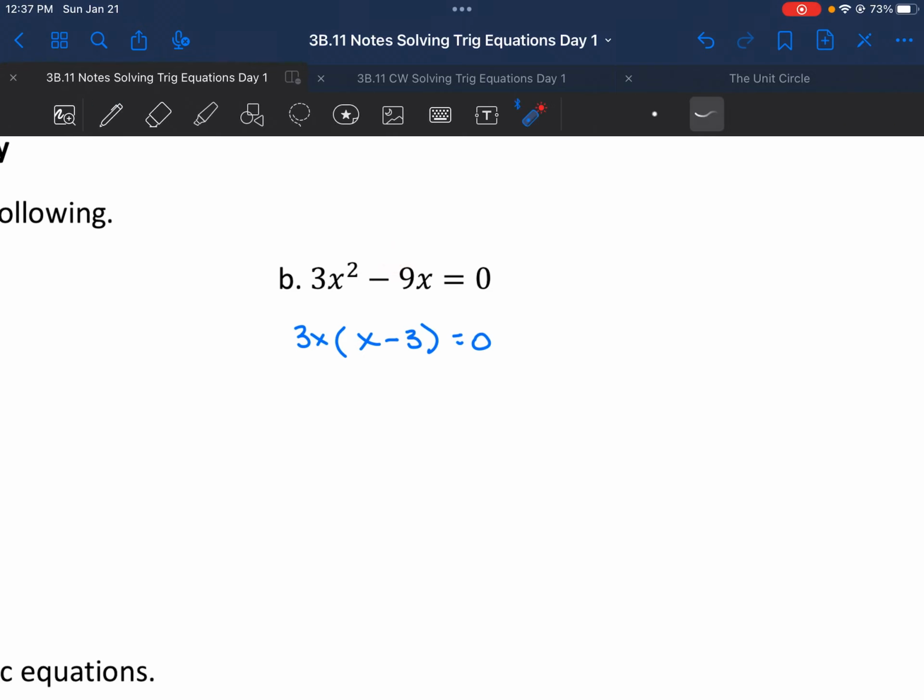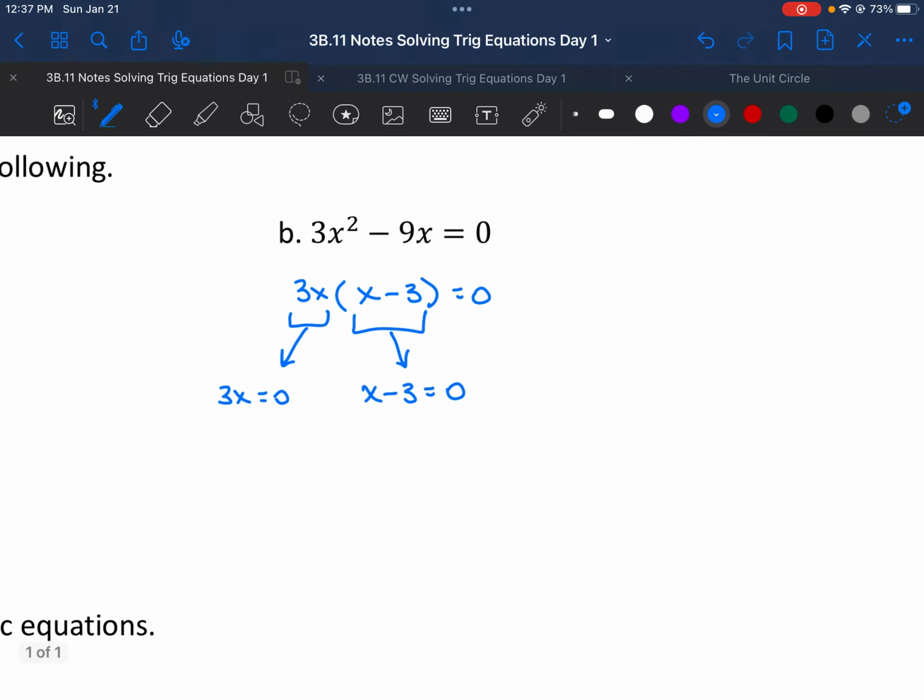Now that this is factored, notice 3x times x minus 3. When we have two factors multiplying together and they're equal to 0, the zero product property kicks in. We can set each individual factor equal to 0. So 3x, the first factor, equals 0, and x minus 3, the other factor, equals 0. If 3x equals 0 and you divide by 3 on both sides, you get x equals 0. In the second one, we add 3 to the right side, and we get x equals 3.